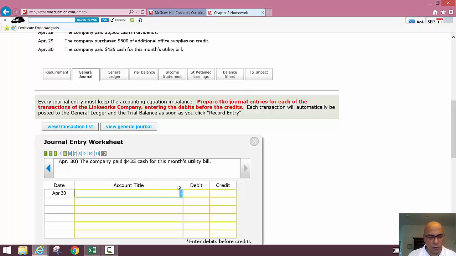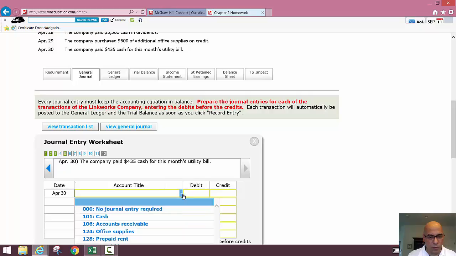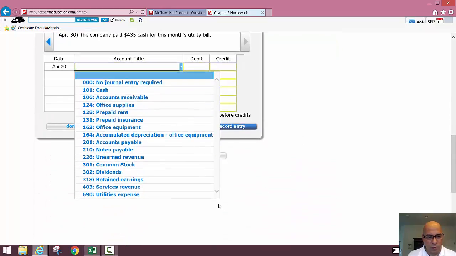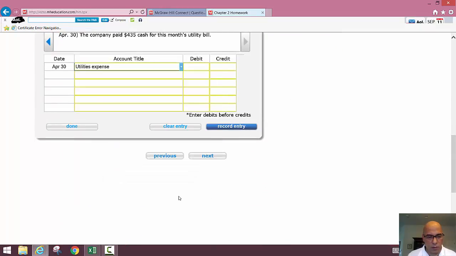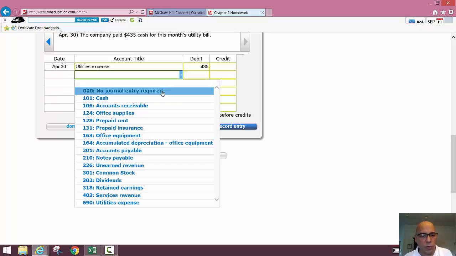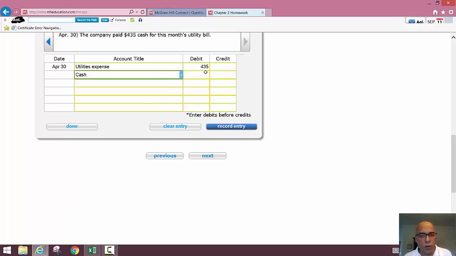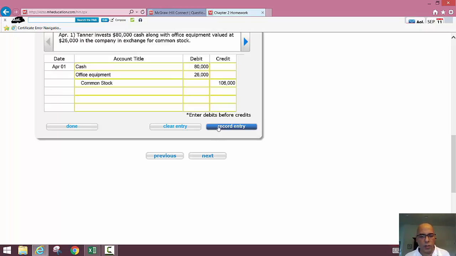The company paid $435 for the utility bill. Come down. Utility expense. There it is. I don't know why I wasn't there before. And it was $435. So I'm going to debit the $435. And then, since I paid cash, I will credit my cash for $435. And I record the entry.